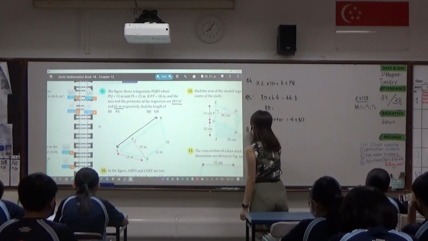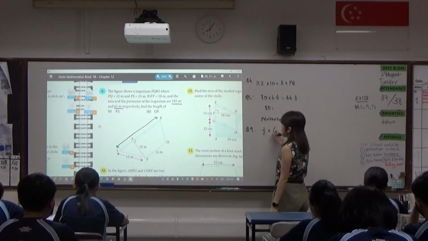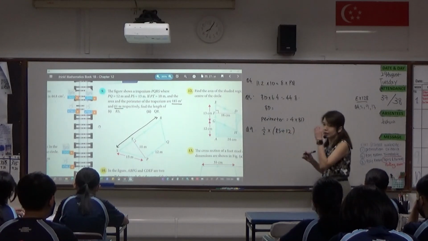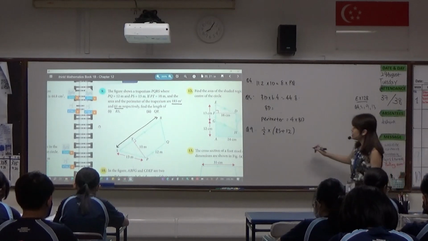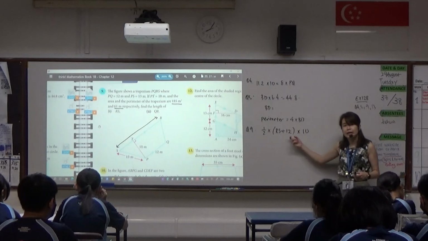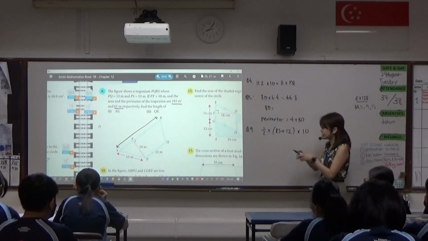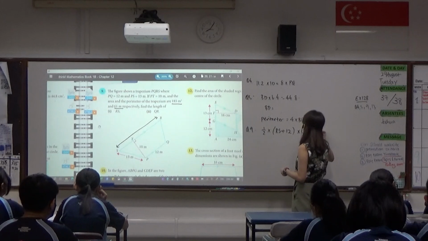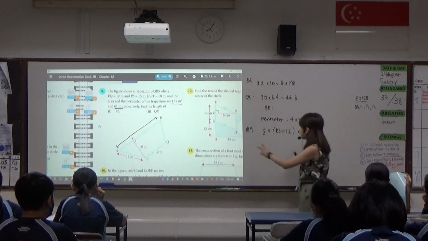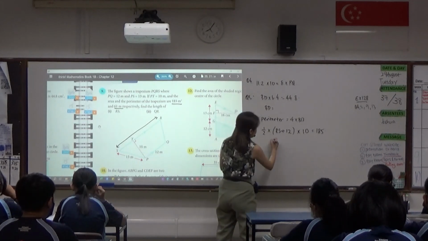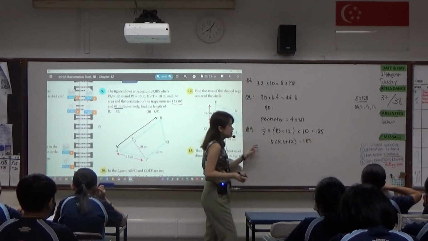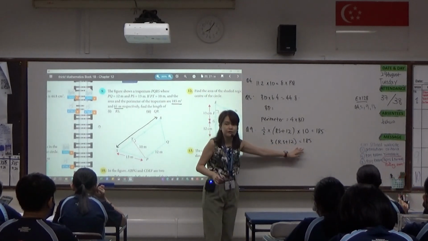Right? So half times the sum of parallel sides will be RS plus 12. Okay, because those are our parallel sides, followed by times 10. Taking note that my sum of parallel sides must be in brackets, okay, because they are together. Right? And this must be equal to 185. Then we need to simplify this. So half times 10 gives us 5. So 5 times RS plus 12 is equal to 185.